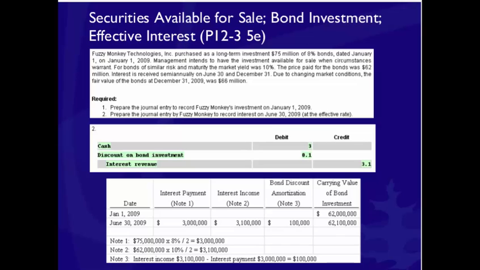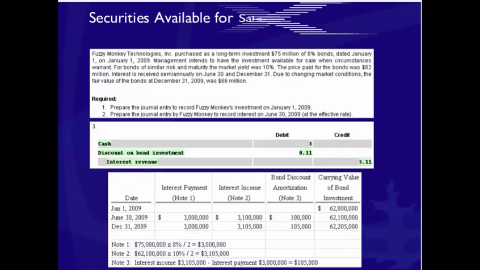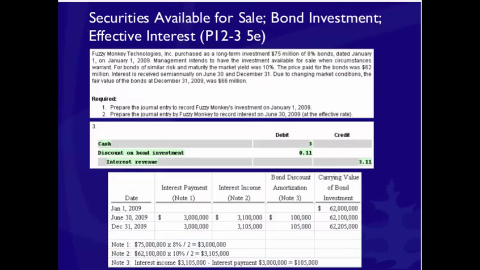So we have a debit of discount on bond investments of $100,000. We have a debit of cash of $3 million, what we received according to the stated rate times the stated value of the contract. And when we add both of those together, we come up with the amount we credit, the interest revenue of $3.1 million. Next, we record the journal entry by Fuzzy Monkey to record interest on December 31st at the effective rate.